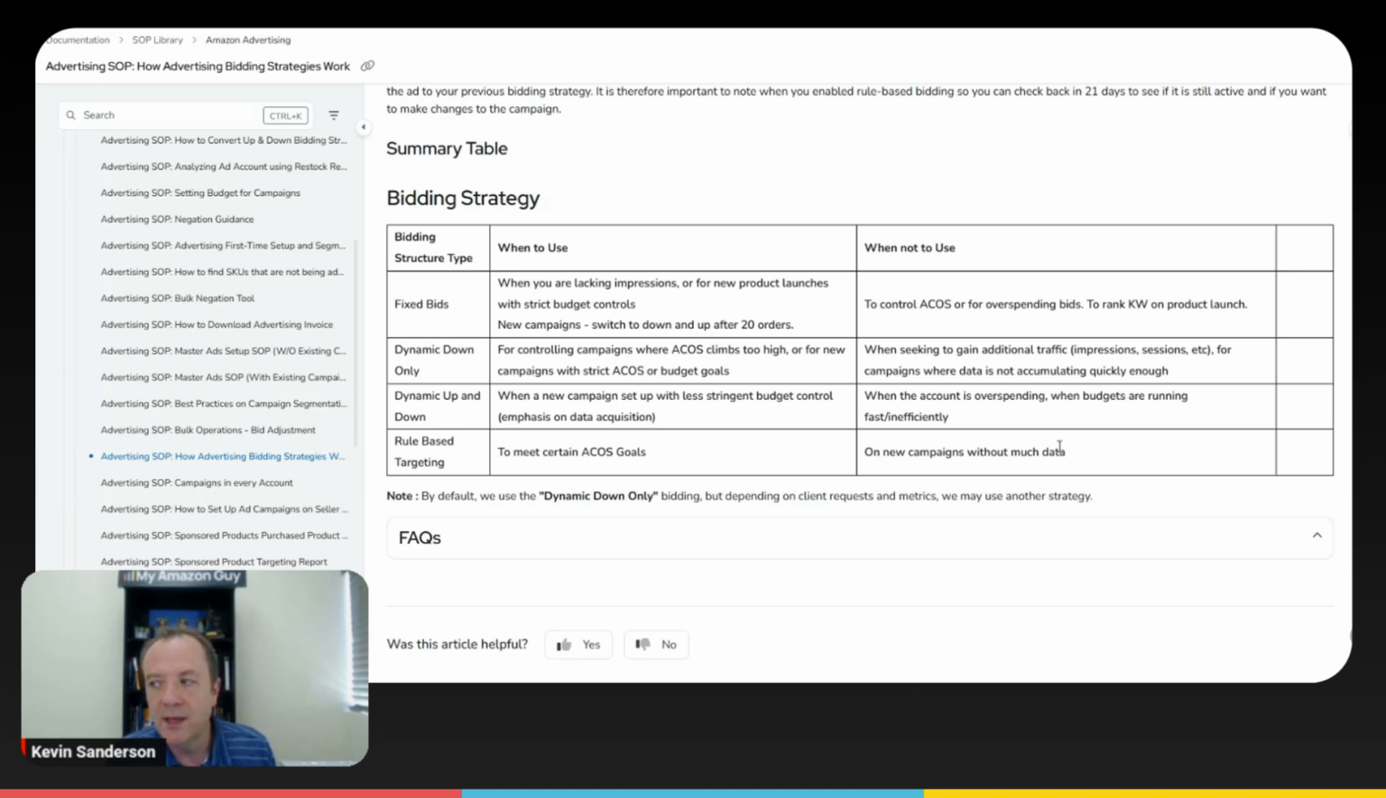One thing I forgot to mention at the beginning, all of this is done at the campaign level. So you want to make sure that you have good data to support whatever bidding strategy you're going after.